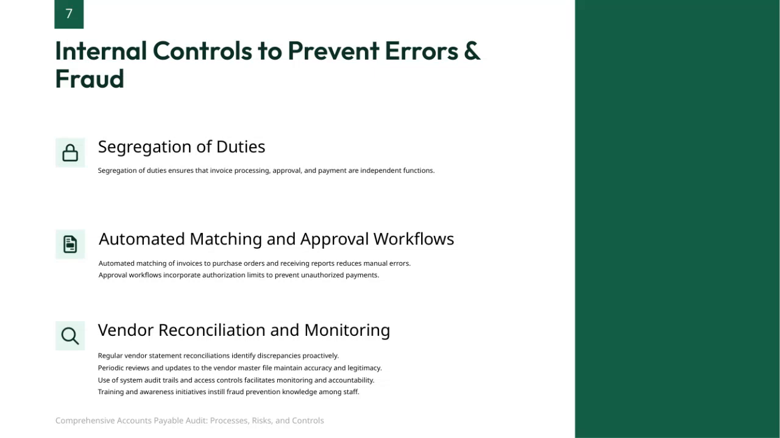Let's talk about key internal controls that help prevent errors and fraud. First, segregation of duties is essential. By separating invoice processing, approval, and payment functions, we reduce the risk that one person can manipulate the entire process. This division creates checks and balances that protect the organization.